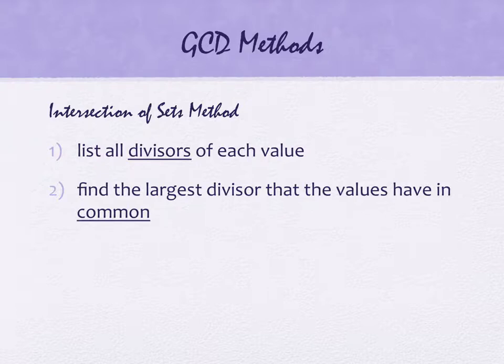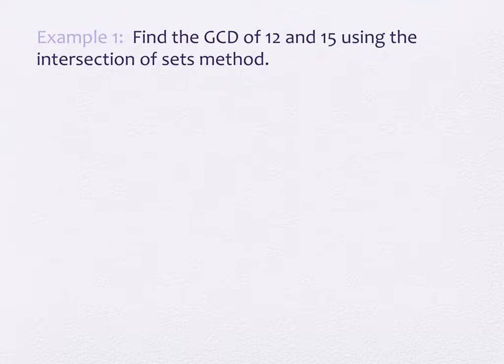So the intersection of sets method has you list out all of the values that are divisors of the numbers you're working with. And then find the one that's the biggest in both or all three or whatever lists. So you're making a bunch of lists and you're looking for the biggest thing in both lists. And I say the word both because usually we're comparing two numbers. We don't have to be, but you usually are. So for example, 12 and 15. The intersection of sets method says, we're going to write down all of the divisors of 12. Not primes, not anything, just all of them.